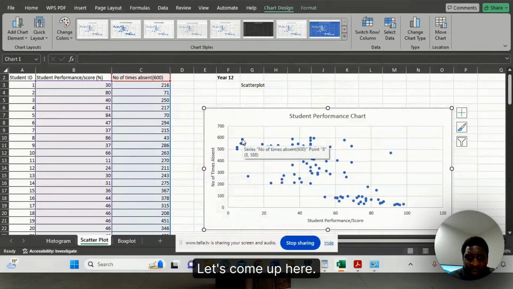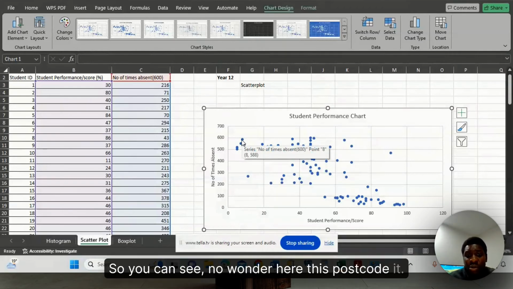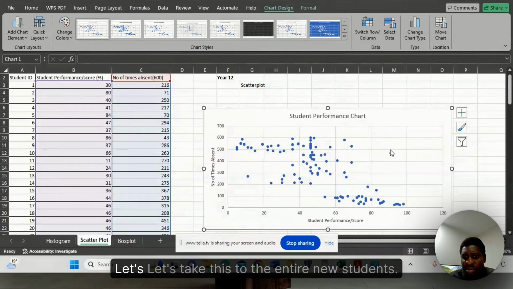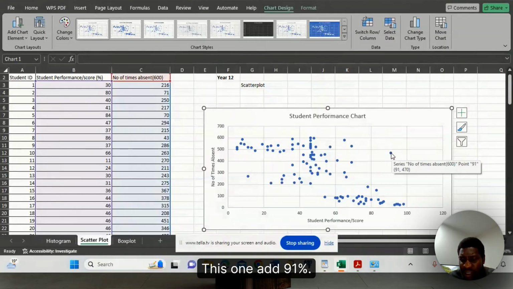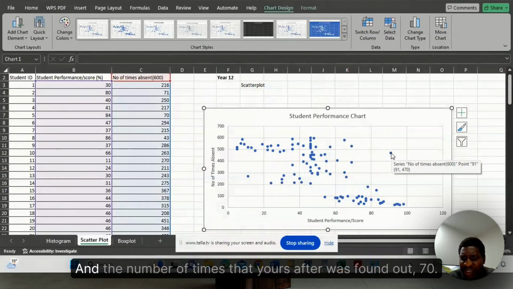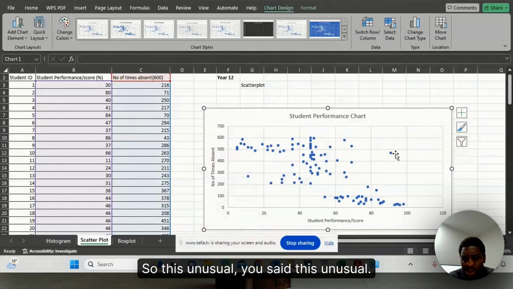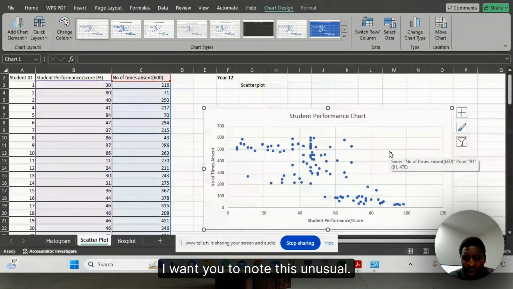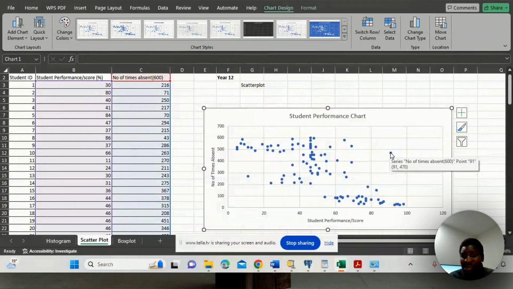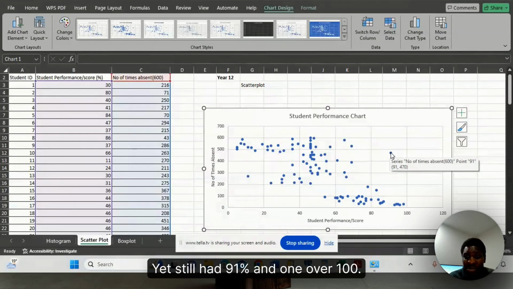Let's come up here. This one had 8%. Number of times absent from school was 588 times. Wow, that was almost 600. So you can see, no wonder he had this poor score of 8. Let's take this standalone student. This one had 91%, and the number of times he was absent was 470. So this is unusual. I want you to note this. Another one is standing alone. He was absent from school 407 times, yet he still had 91 over 100.